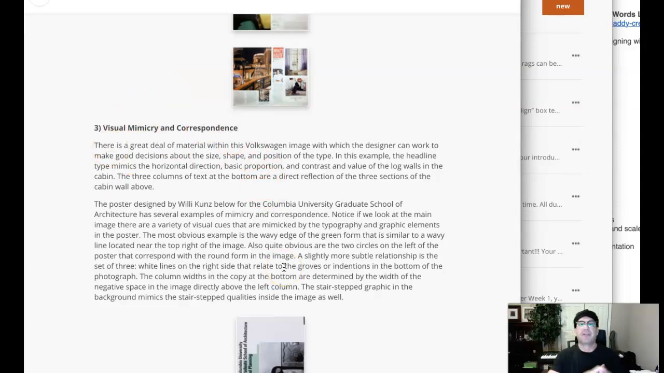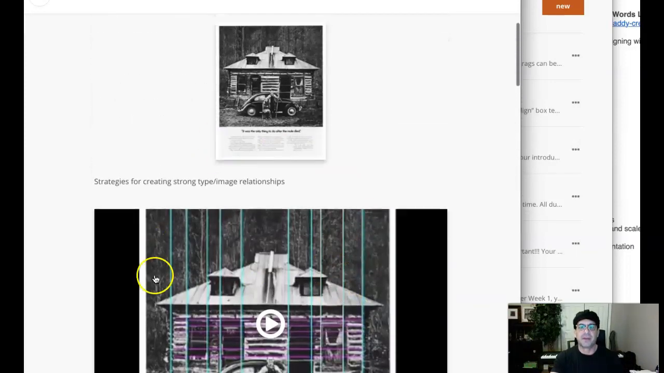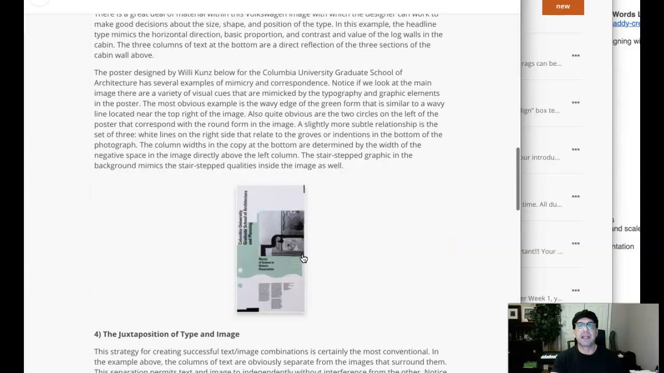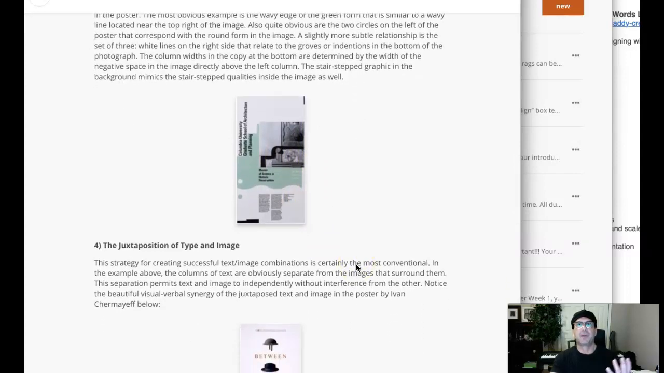So what I'm saying is these aren't isolated. Sometimes they fit together, and it's a great job to try to plan them to fit together. So what I'm going to do is talk about visual mimicry and correspondence. And again, this is a great video, but how do we take a look at an image and decide what we can use from the image to create our layout choices based on that?